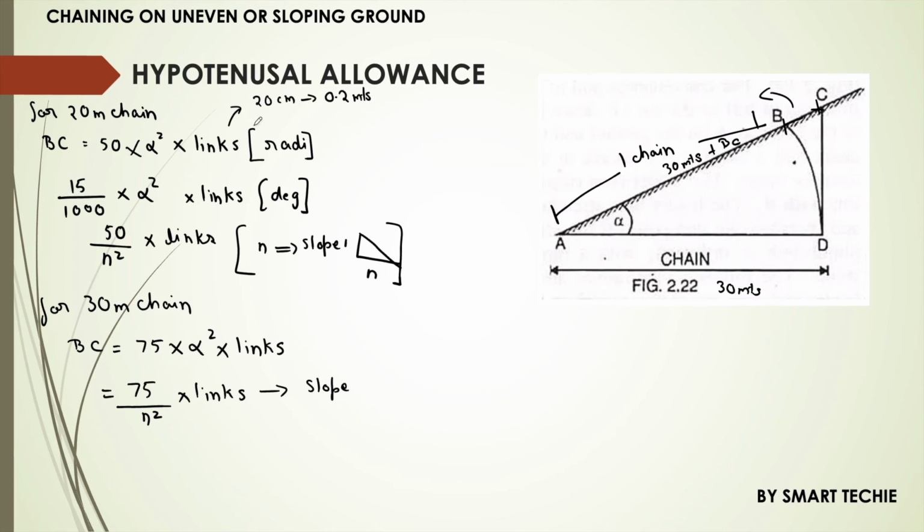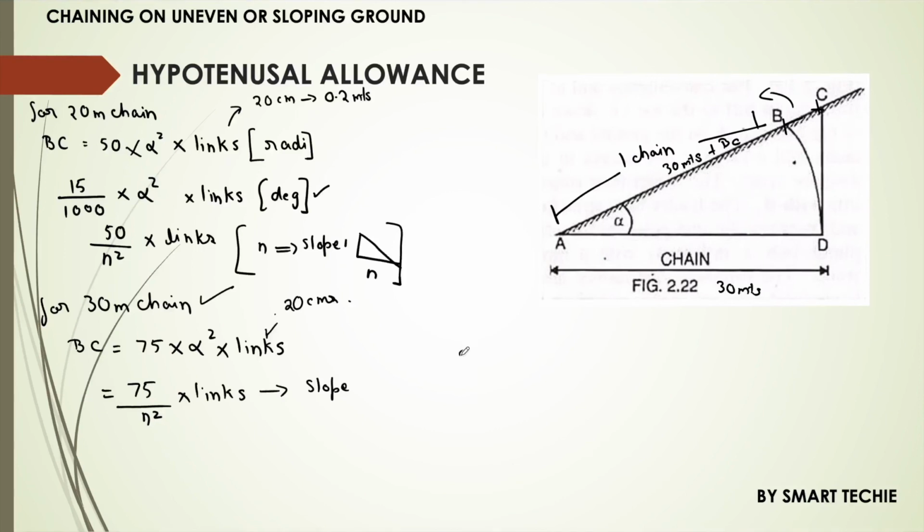If alpha is in radians, then this is the formula used. If alpha is in degrees, we have 15 by 1000 into alpha squared into length. If I don't have any sloping angle and I know just the slope, that is 1 in n, then I have 50 upon n squared into length. If I have a 30-meter chain, then my formula changes. Here also my length will be 20 centimeters.